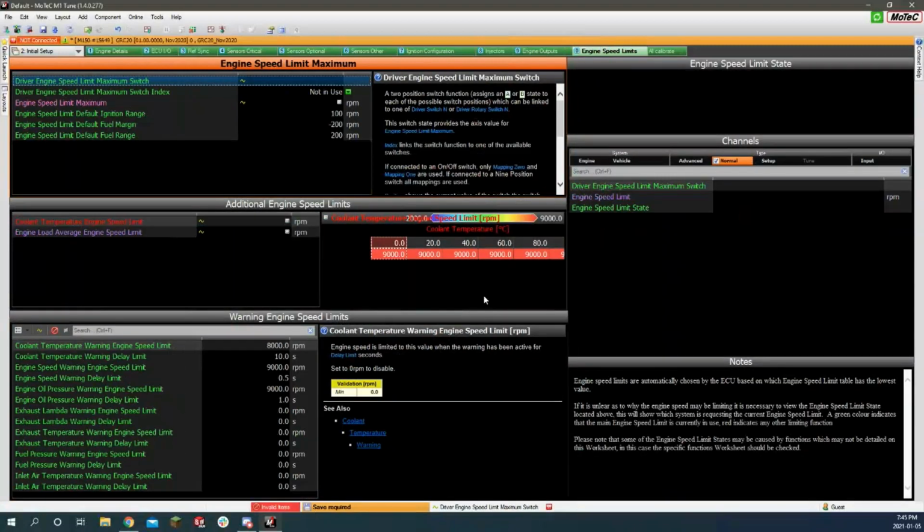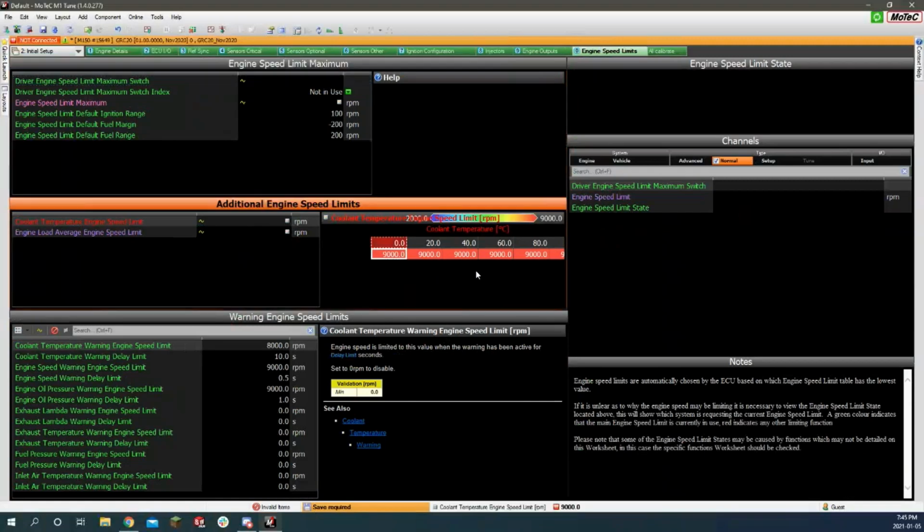This tab is super critical. This is your speed limit, so your rev limit on the engine. You basically tell it what the rev limit is. What is this? 9,000.